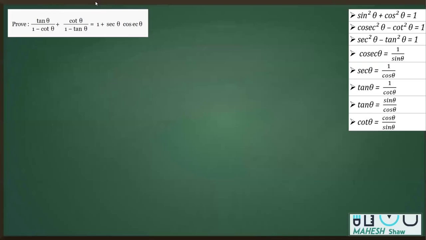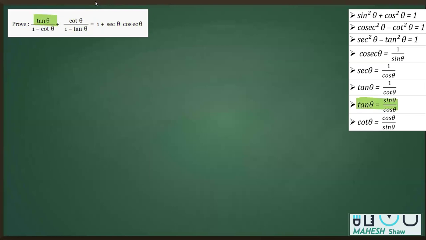In this question from trigonometric identities, we have to prove that tan theta over 1 minus cot theta plus cot theta over 1 minus tan theta is equal to 1 plus sec theta into cosec theta. Now, what you can figure out is that all these trigonometric ratios have some relation with sine and cos, either sine or cos or maybe both.